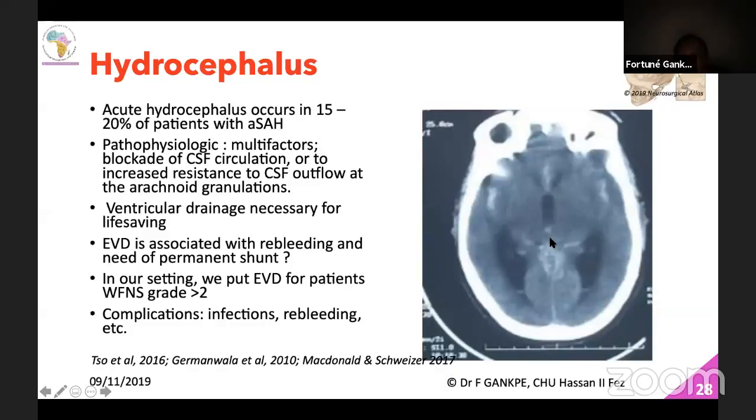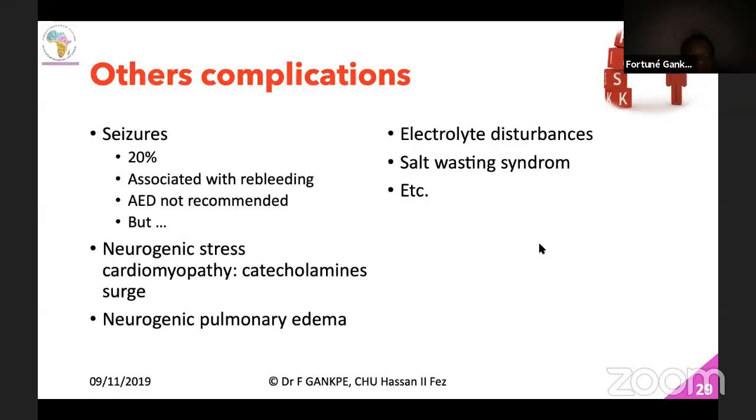I want to show you here on this picture an example of hydrocephalus in the condition of subarachnoid hemorrhage. Other complications include seizure, in 20% of patients. It was associated with rebleeding, and as I told previously, antiepileptic drugs are not recommended, but in our setting, we automatically use the anti-epileptic drug.